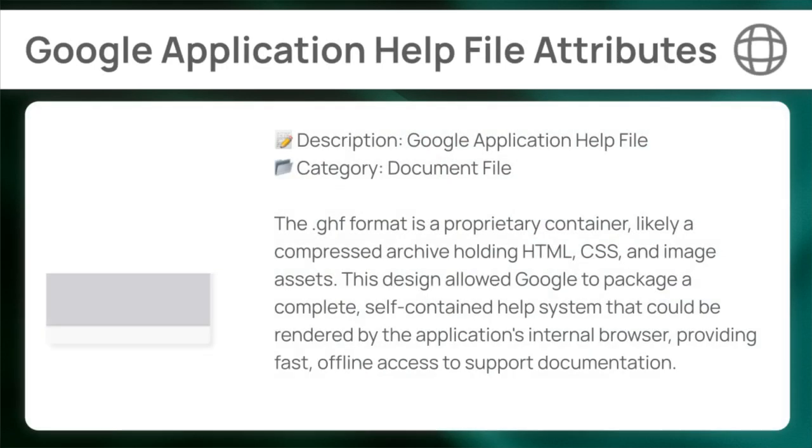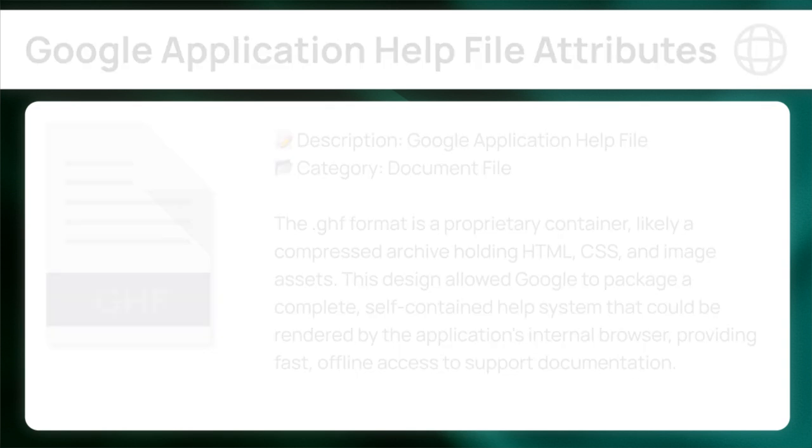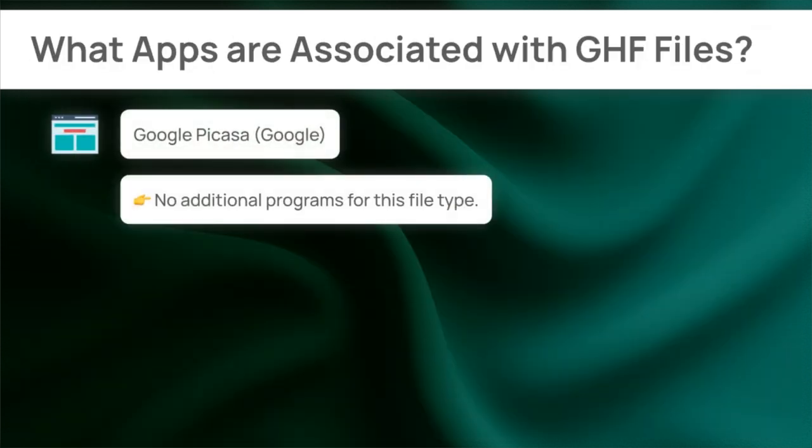The GHF format is a proprietary container, likely a compressed archive holding HTML, CSS, and image assets. This design allowed Google to package a complete self-contained help system that could be rendered by the application's internal browser, providing fast, offline access to support documentation. The specific reading module for GHF files is provided by Google Picasa from Google.